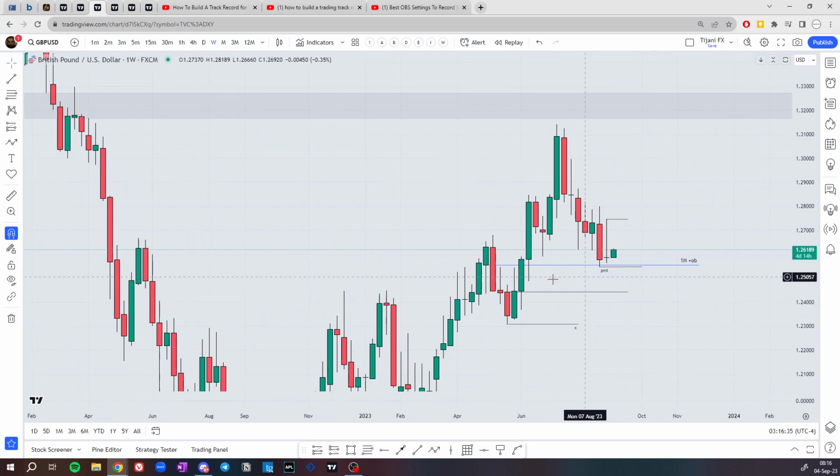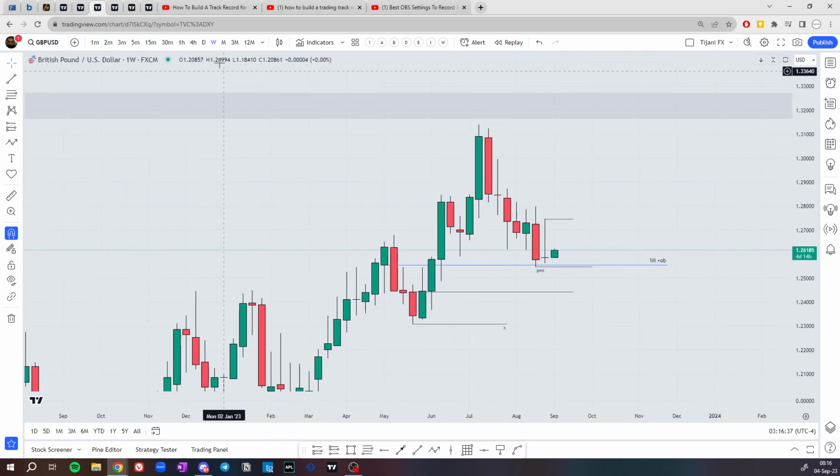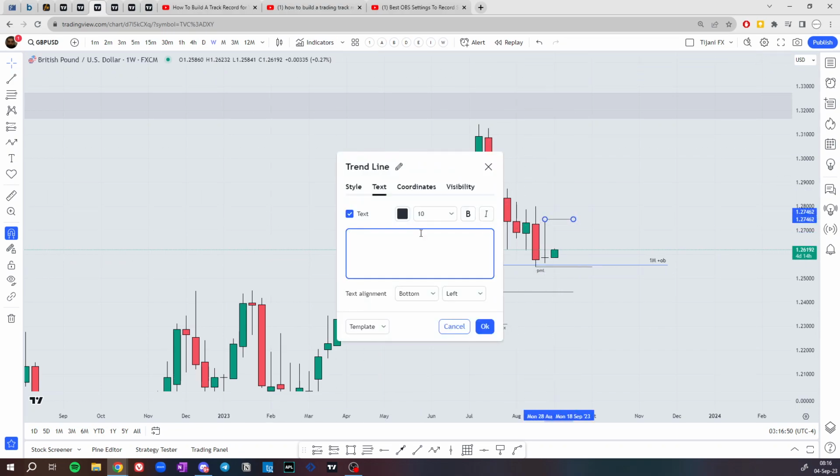So let's see a confirmation for both of these scenarios. But the higher probability scenario for me is price to drop lower, checking the previous monthly low here, and our invalidation level is above this previous weekly candle.